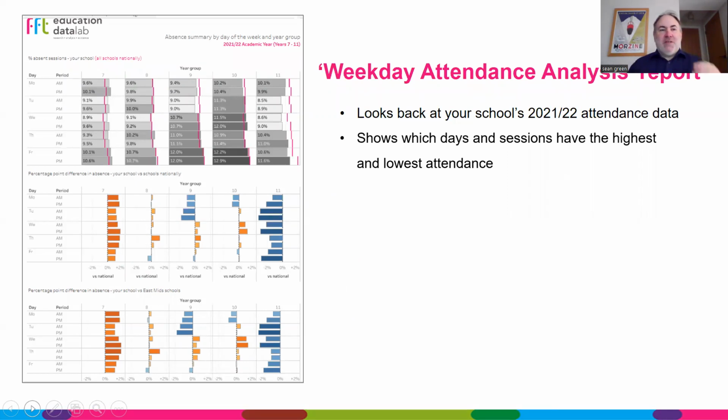You've got it by year group. So clearly, as in this case here, if you look at Year 11 on a Monday morning, the Year 11 absence figure on a Monday morning is actually lower in this school than the national figure. If you then look at Year 7 on a Monday morning, the Year 7 absence figure is actually higher than the national figure.